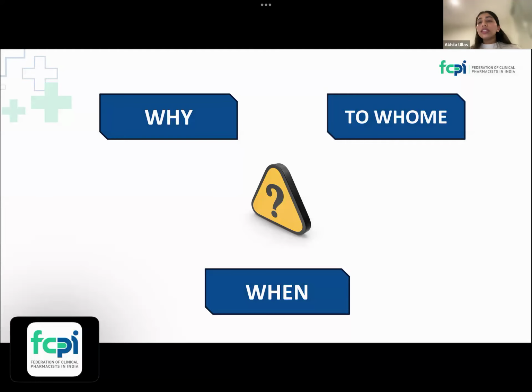So why do we need to discuss this topic, why is it necessary? Whenever you are going to switch from oral to IV or IV to oral, you need to consider these three factors: why, to whom, when. Why you need to switch, to whom, whether the patient is the right patient, and when you have to switch, what is the right condition, what is the right situation for the switching. So these are the main three factors you need to ensure while you are switching.